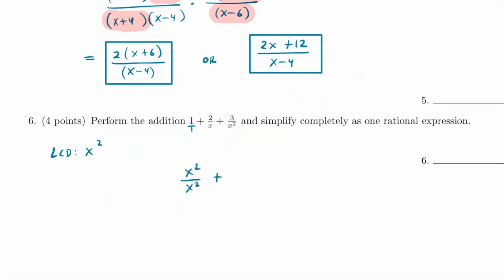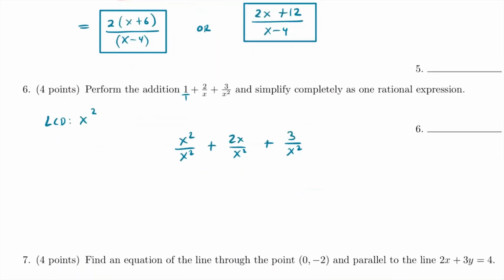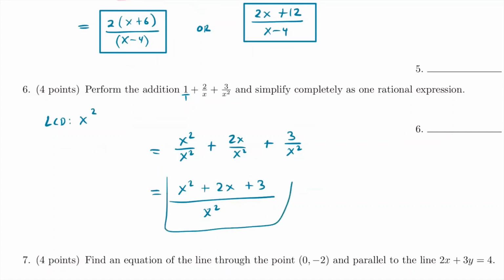The second fraction already has an x in the denominator, so you just need one more factor of x. So that'll be 2x over x squared. The last one, of course, doesn't need anything, so you just rewrite. And now we can combine the numerators. So it would be x squared plus 2x plus 3 over x squared. Now you try to see if you can factor the numerator, and it looks like it's not factorable further, so I'm going to leave it right here. So that will be our combined expression for this.